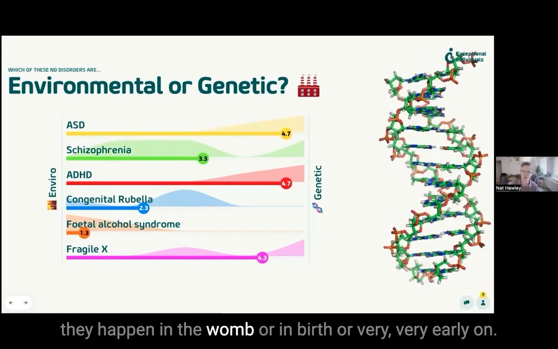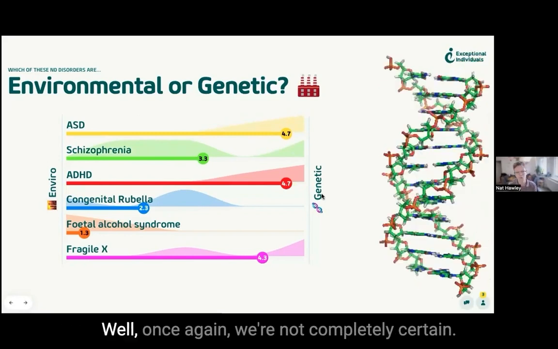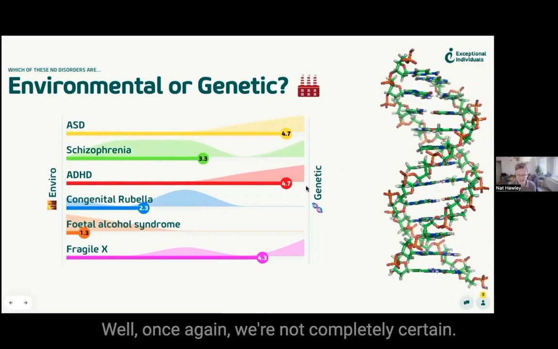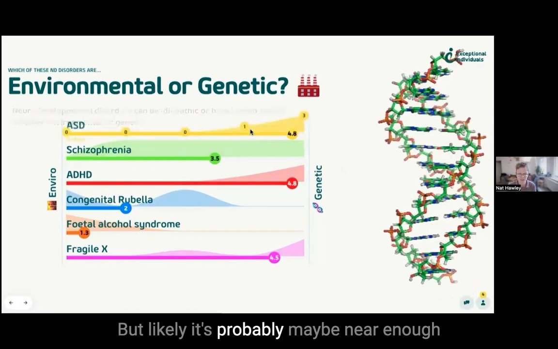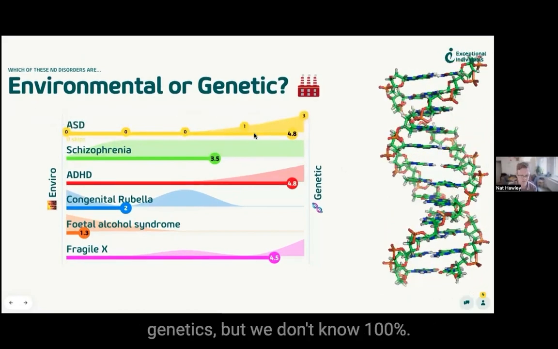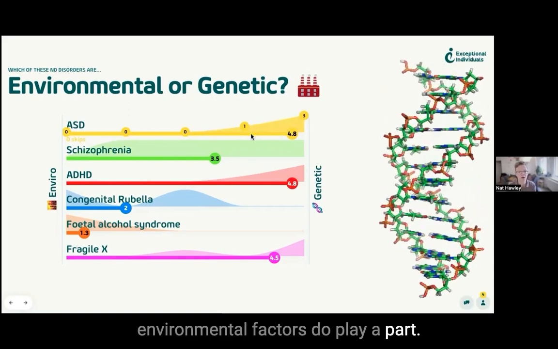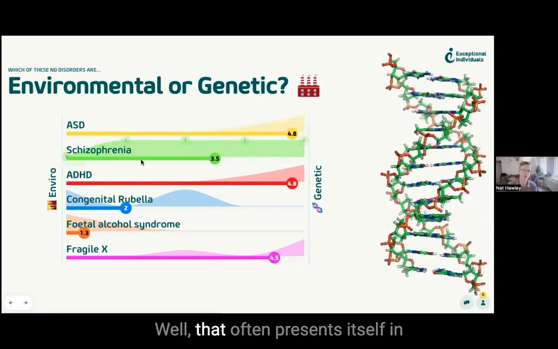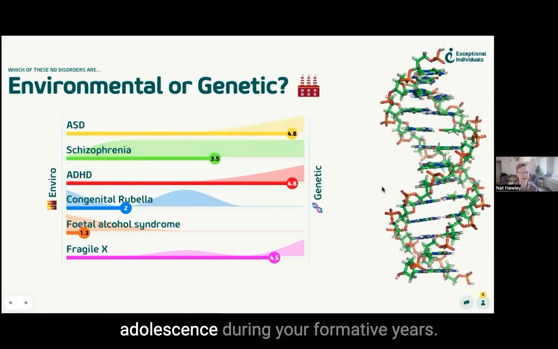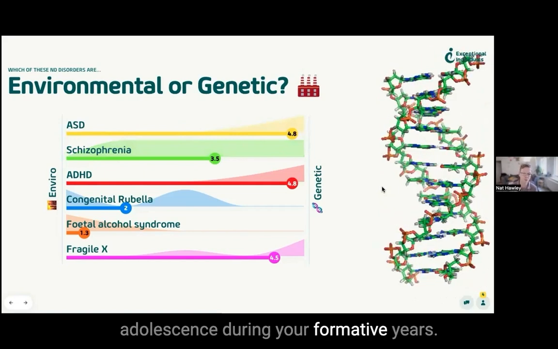They happen in the womb or in birth or very, very early. Once again, we're not completely certain, but it's probably near enough genetics, but we don't know 100%. Environmental factors do play a part. Schizophrenia, well, that often presents itself in adolescence during your formative years.